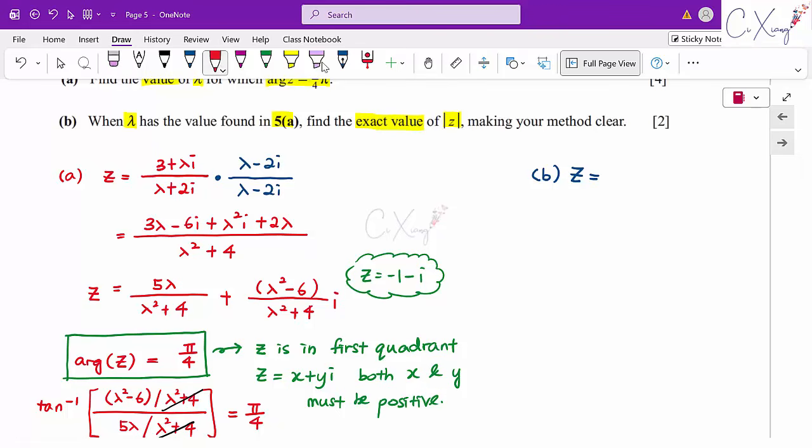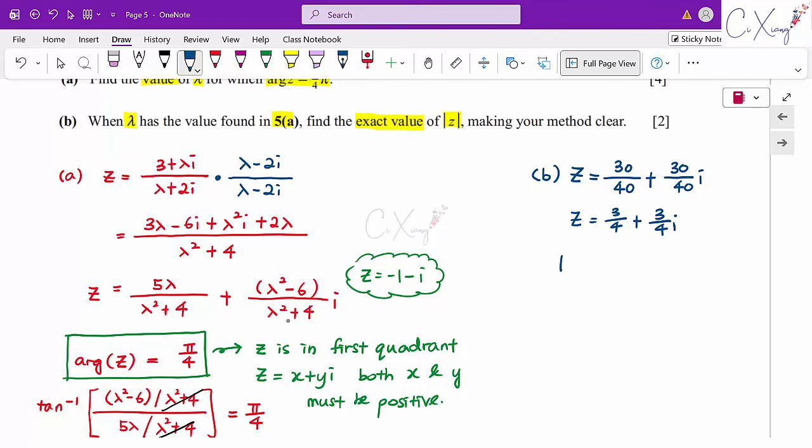6 times 5 is 30. 6 squared is 36, plus 4, you're having 40. Then plus, same thing happened here. 6 squared is 36, minus 6, you're having 30. Divided by 40. So you can further simplify it, becoming 3 over 4 plus 3 over 4 i.